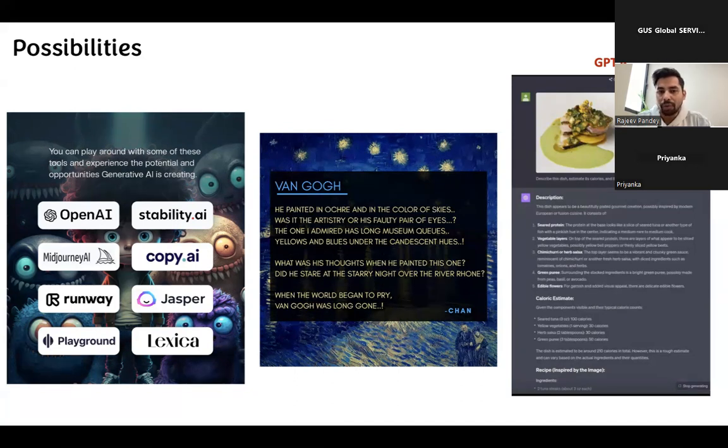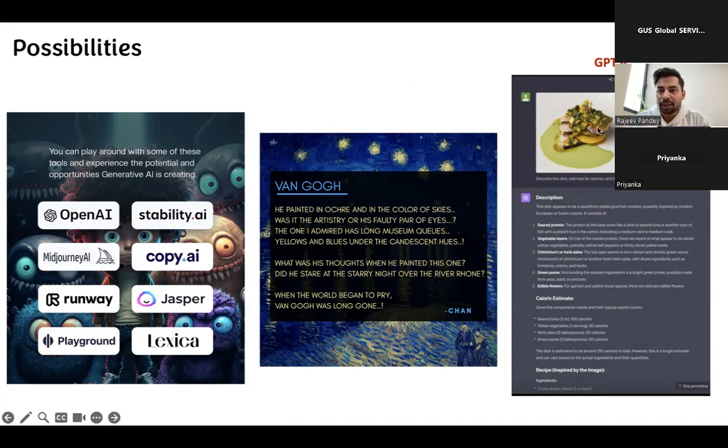ChatGPT created Van Gogh poetry. He's a very famous painter who created the painting Starry Night. But ChatGPT was able to understand the context of Van Gogh, who he is, what kind of persona he was, what kind of paintings he used to create, and why he was popular for certain reasons. It created a poem in the same tone. So imagine a technology that is able to understand the underlying context and create something far more useful.